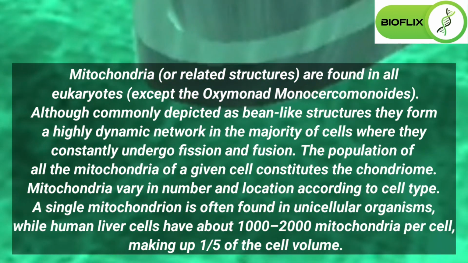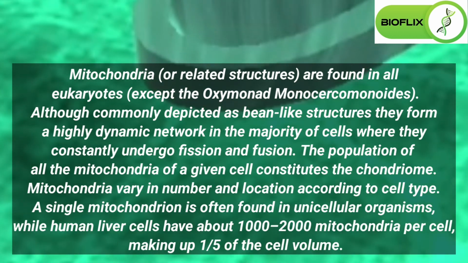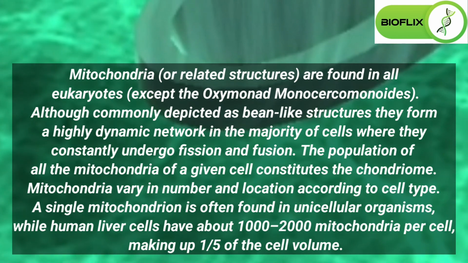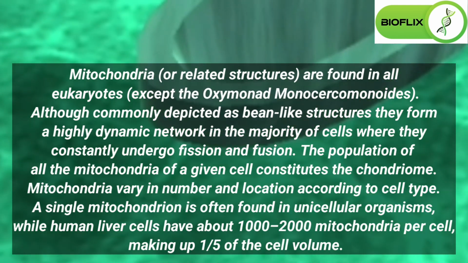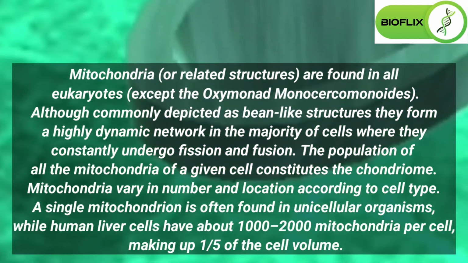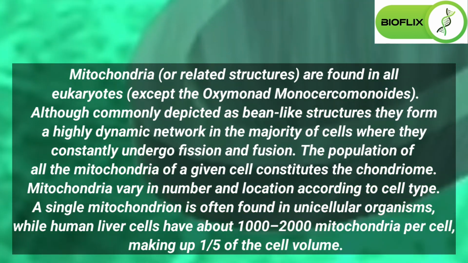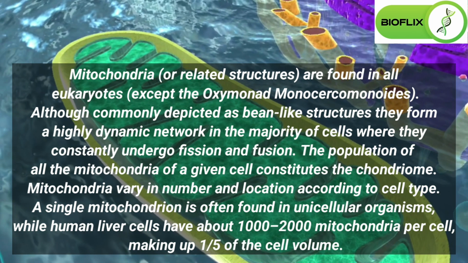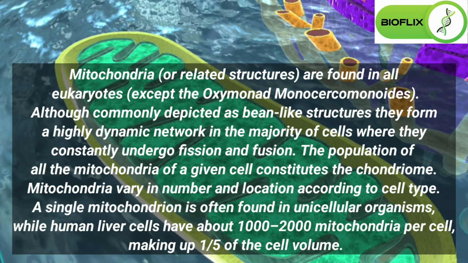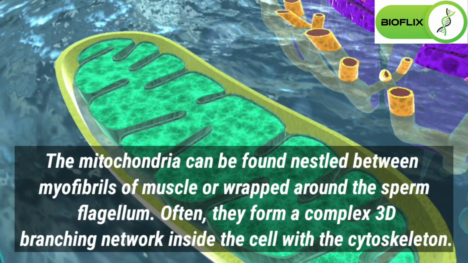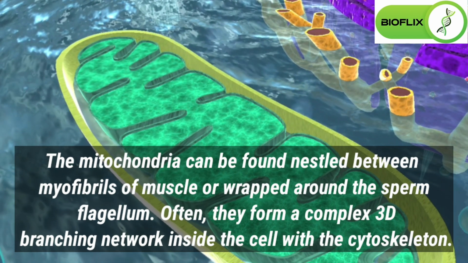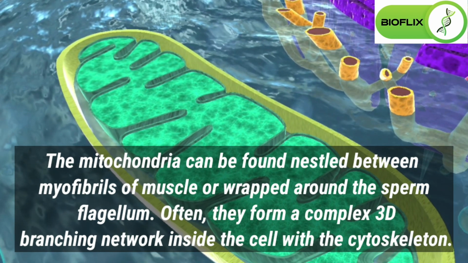Mitochondria vary in number and location according to cell type. A single mitochondrion is often found in unicellular organisms, while human liver cells have about 1,000–2,000 mitochondria per cell, making up 1/5 of the cell volume. The mitochondria can be found nestled between myofibrils of muscle or wrapped around the sperm flagellum.